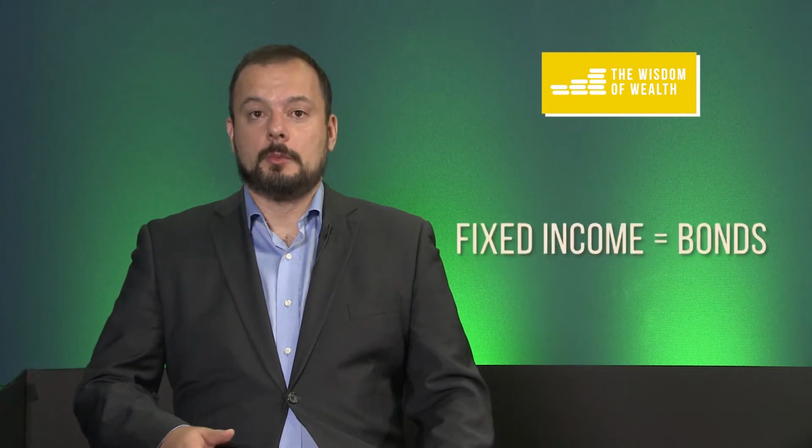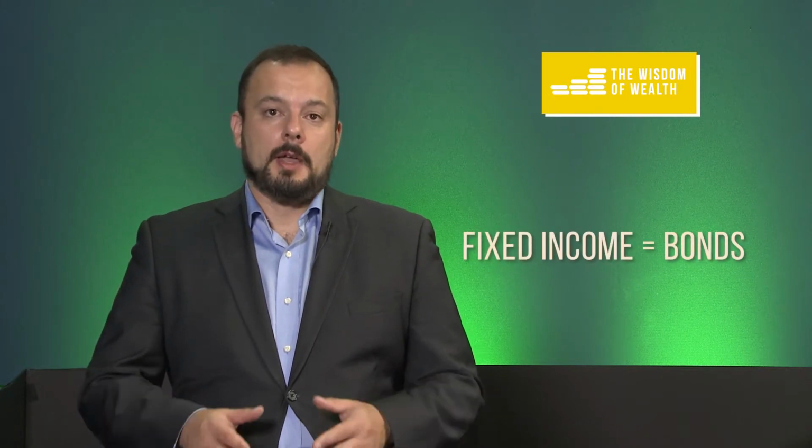The second asset class is fixed income, or commonly known as bonds. When you buy a bond, you're basically lending money to a borrower in exchange for interest and a return of your principal at the end of the loan. While bonds pay higher interest rates than cash, they also come with more risk.